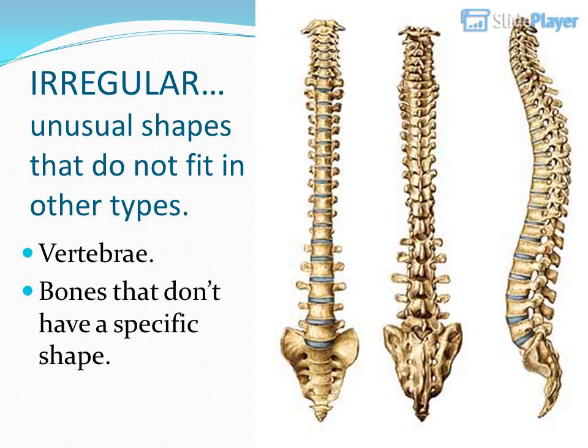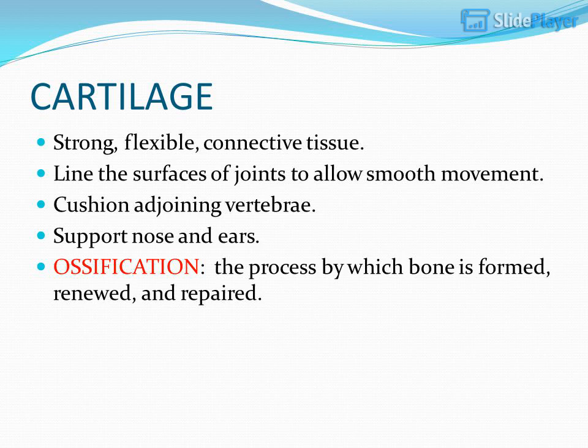Irregular. Unusual shapes that do not fit in other types. Vertebrae. Bones that don't have a specific shape. Cartilage: strong, flexible, connective tissue. Line the surfaces of joints to allow smooth movement. Cushion adjoining vertebrae. Support nose and ears.